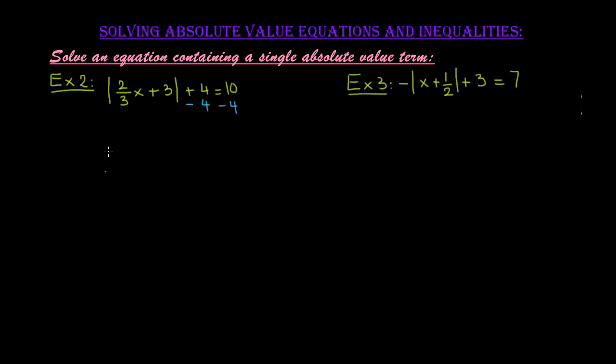Subtract 4 on both sides, and you will have the absolute value of 2/3 x plus 3 equal to 6. Now since the absolute value stays by itself, I can drop the absolute value bar and break it down into two equations. The first one stays exactly the same: 2/3 x plus 3 equal to 6, or 2/3 x plus 3 equal to -6. Always negative on the right side.